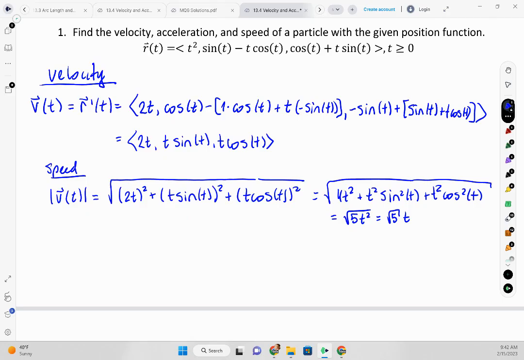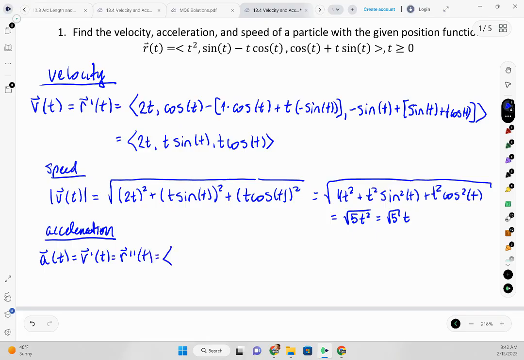All right, last but not least, the acceleration. Acceleration, that'll be a of t. That's going to be the derivative of velocity, or in other words, the second derivative of the position function. So we go back up to the velocity function.